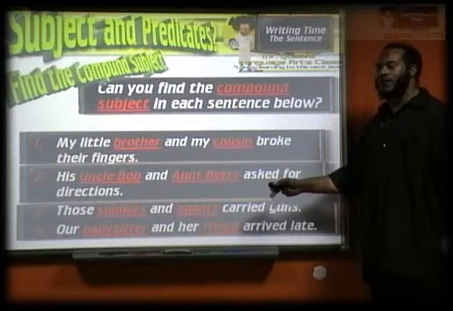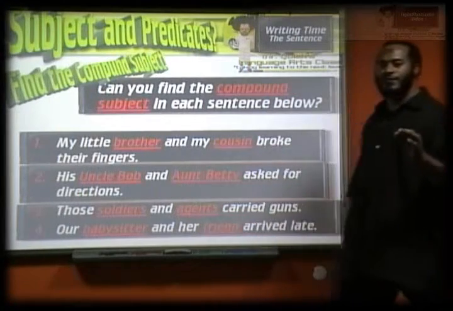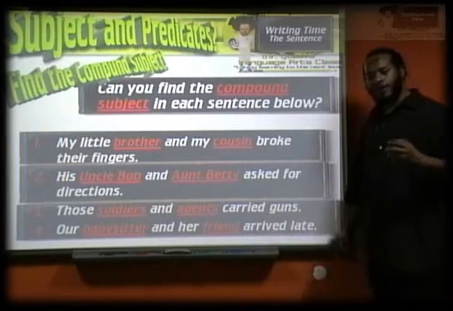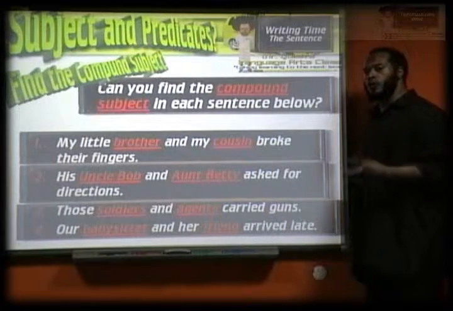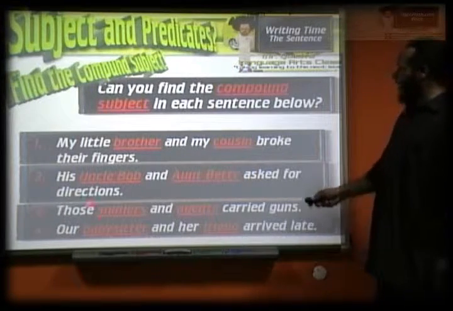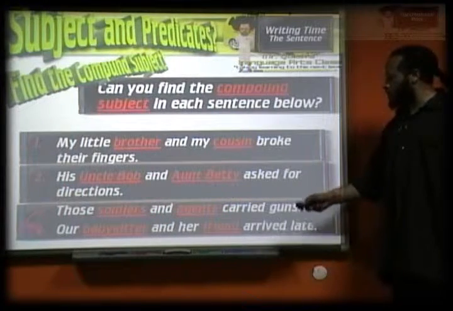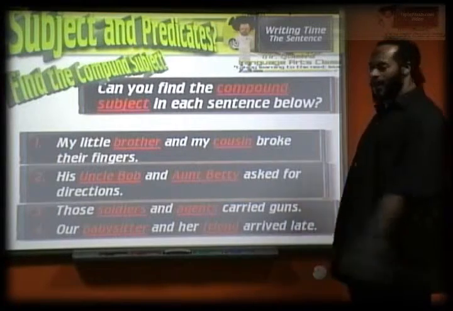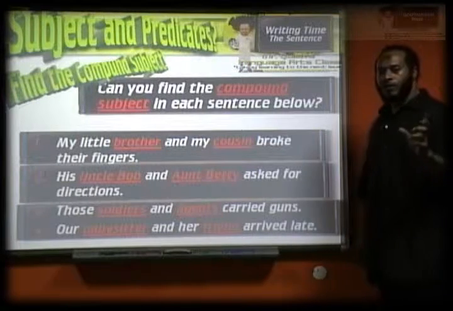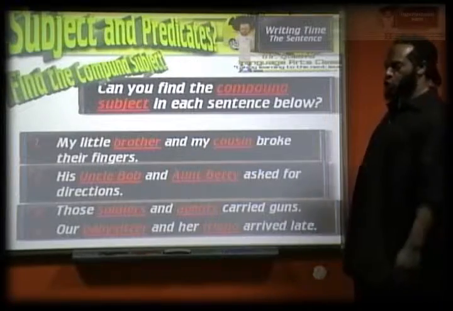For instance, Uncle Bob. We need Uncle before Bob because that is essential for us to understand the noun itself. And Aunt Betty. Yes, these are essential words for the noun, and we have to include those when we're looking at the noun itself. And yes, soldiers, agents, babysitter, friends, if you notice the words that are around them we did not use. Take a minute, pause the video and look at that, because it's very important when you're trying to find the compound subject or the nouns themselves that make up the compound subject.